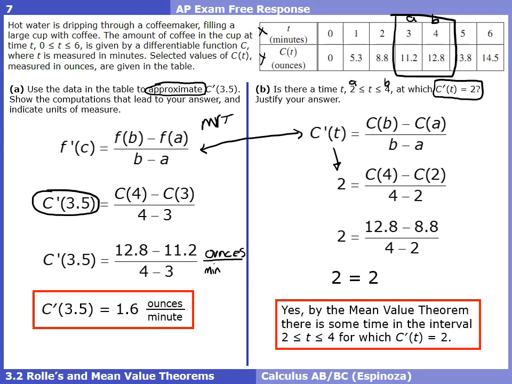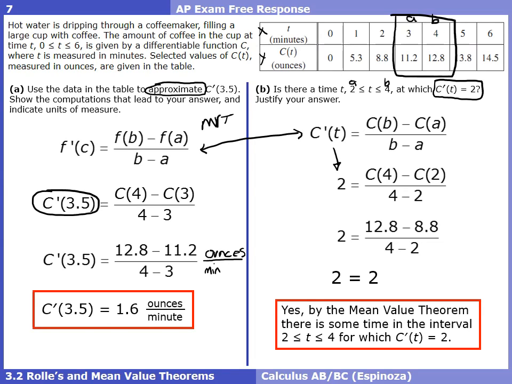But the major thing here that's going to earn you points is that you mentioned you used the mean value theorem. So I'm going to word my answer this way. I'm going to say yes. By the mean value theorem, there is some time in the interval from 2 to 4 for which the derivative of c equals 2.